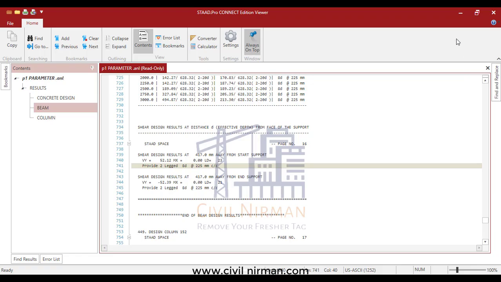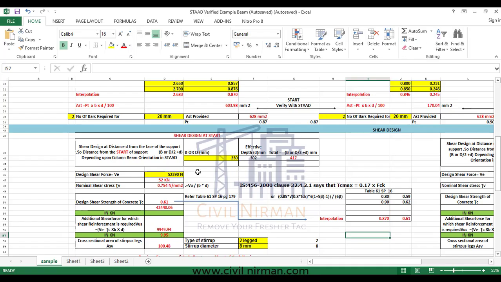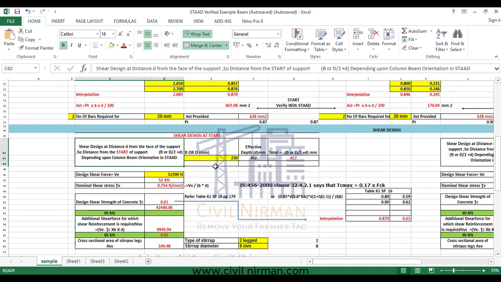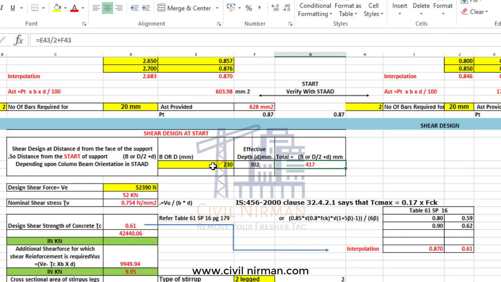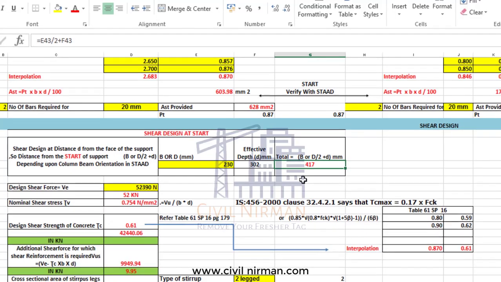We have already discussed that, depending upon your connectivity with the start or end node and depending upon your column orientation, STAAD is calculating based on B, that is your width or depth, divided by 2 plus your effective depth. So here 230 is the width plus 302 is the effective depth. Based on that, you are getting that 417 mm value.